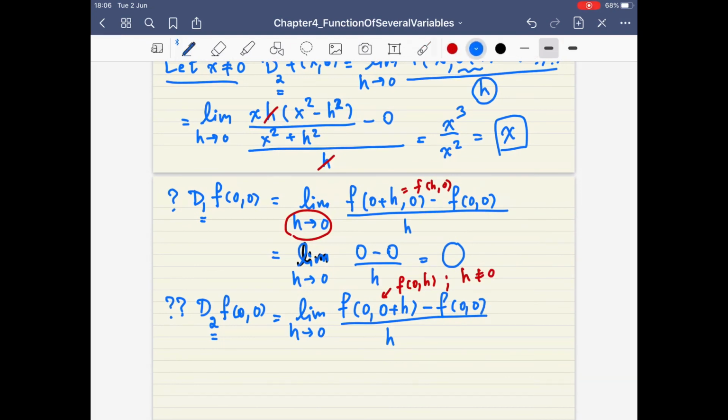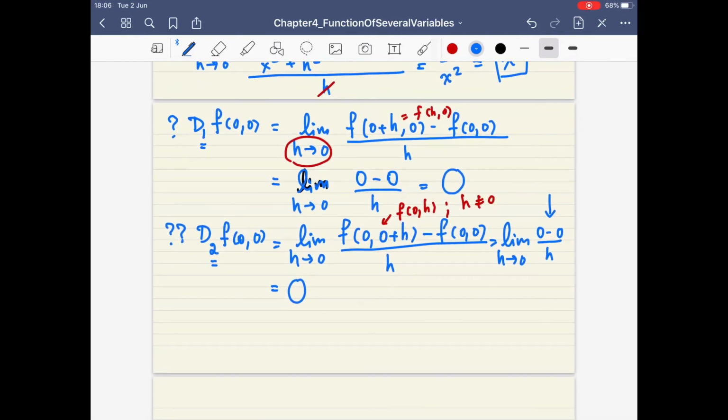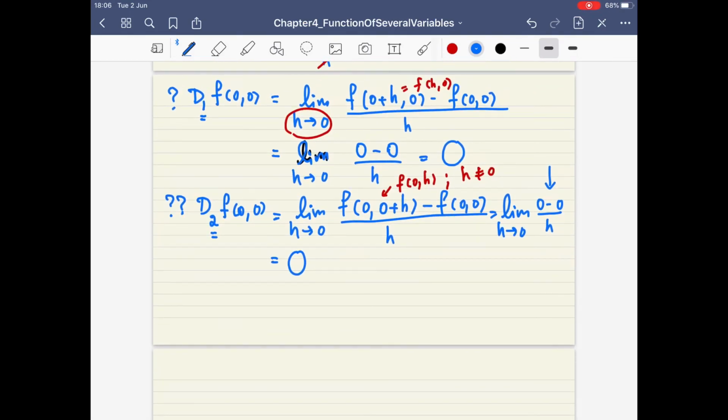So what you end up with is a limit as your h goes to 0 of 0 minus 0 over h again. So it is a fraction that is equal to 0 before taking the limit. So a limit of a constant is just simply 0. After you have these two quantities, we are ready to find d1 f at 0 0 as we promised.